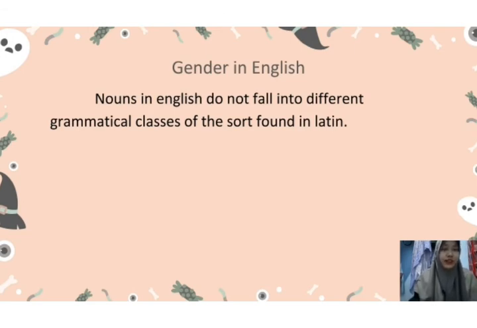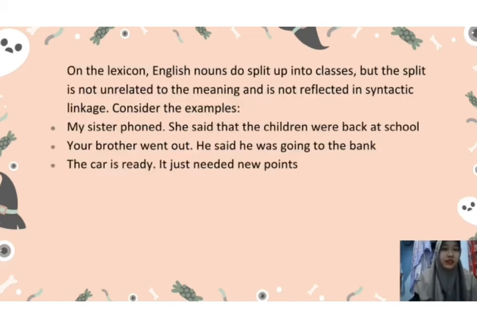And then, gender in English. Nouns in English don't fall into different grammatical classes of the sort found in Latin. The lexicon of English nouns does split up into classes, but the split is not unrelated to the meaning and is not reflected in syntactic linkage. Consider the examples. My sister phoned. She said that the children were back at school. Your brother went out. He said he was going to the bank. The car is ready. It just needed new points.